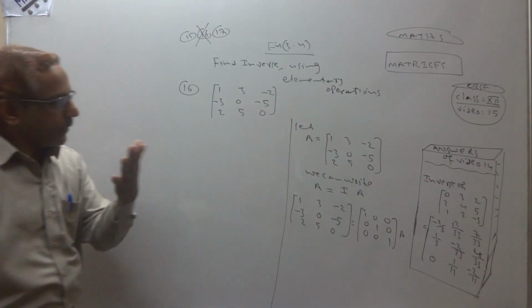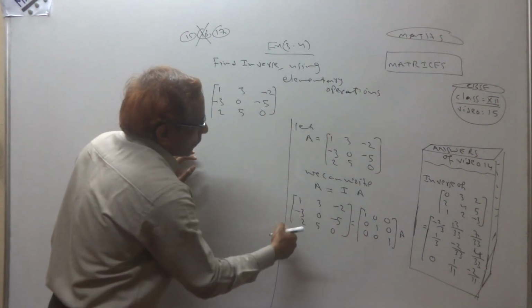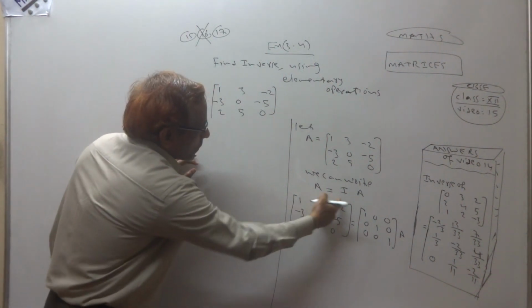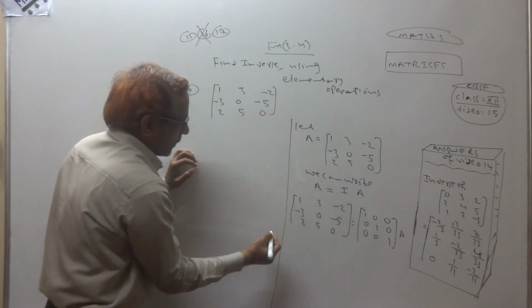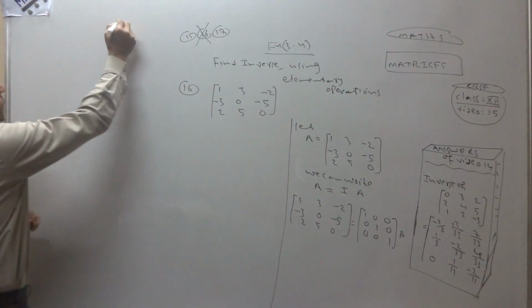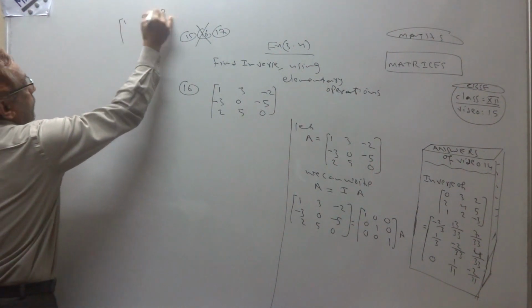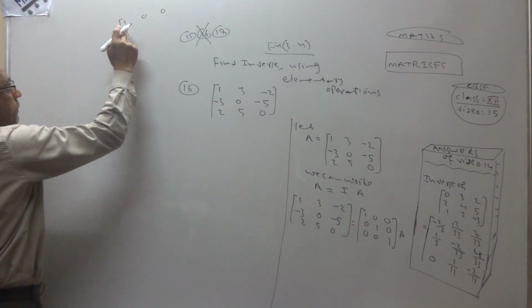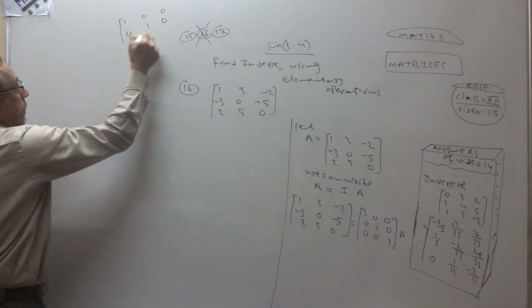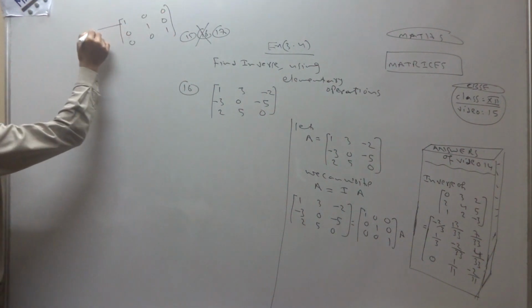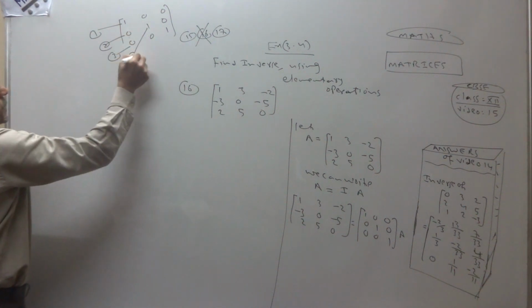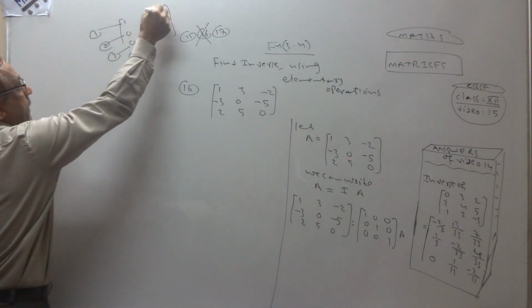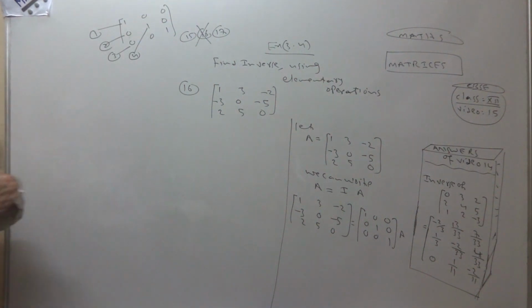So you know the method. What we have to do now is make it 1, 0, 0, 0, 1, 0, 0, 0, 1. We have to make this identity. Last video we discussed this. Now we have to get it like this. You know that this is the first step, second step, third step, fourth, fifth, sixth, seventh, eighth, ninth. Like that we do it.